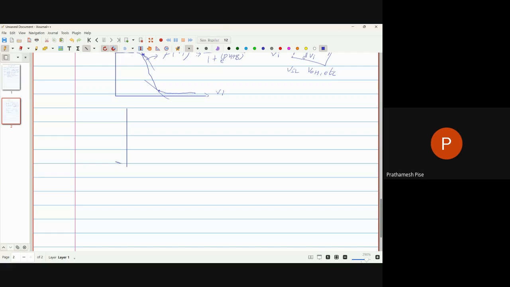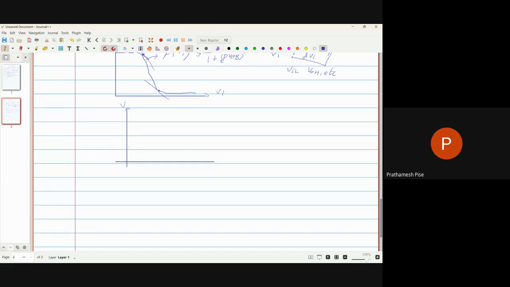So let's draw a different graph here. Here we are just going to consider one axis only. This is voltage. Let's consider input.